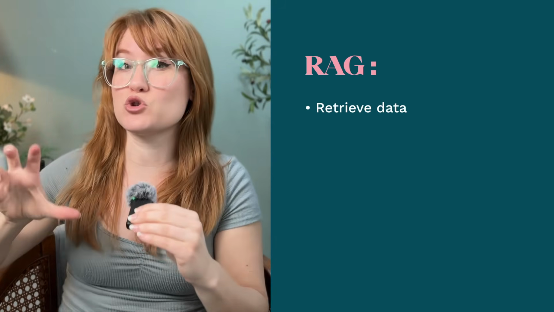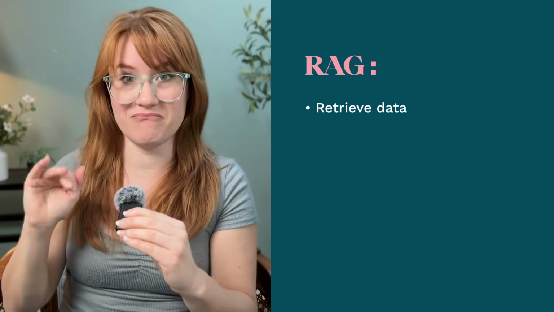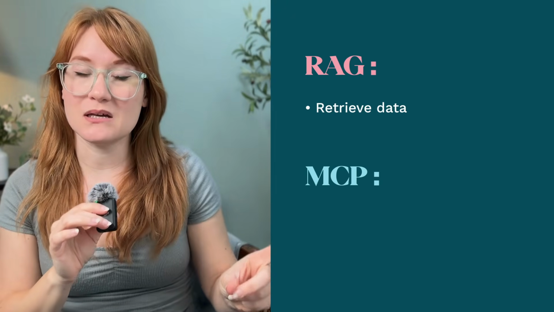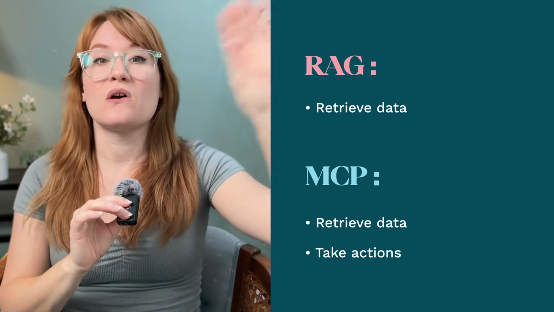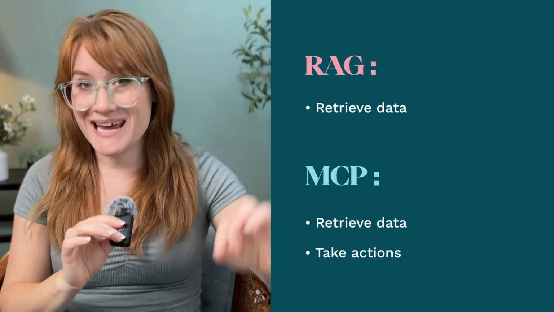I want to point out three key differences between these two ways of fetching external data from somewhere else and supplementing the prompt. The first difference is all about what these things are capable of. RAG is entirely focused on retrieving data, and specifically retrieving text data, and that's it. You compare that to MCP, these servers can both retrieve data and take actions.